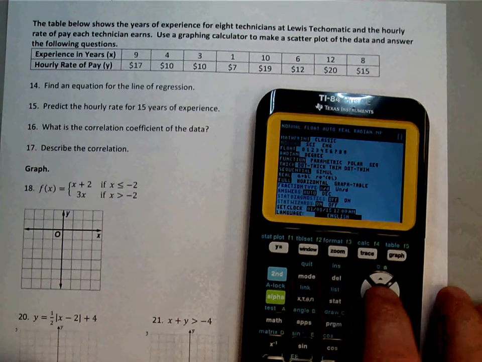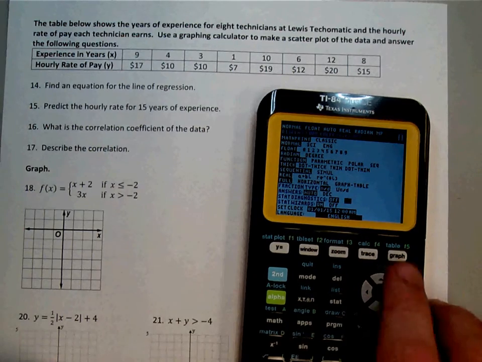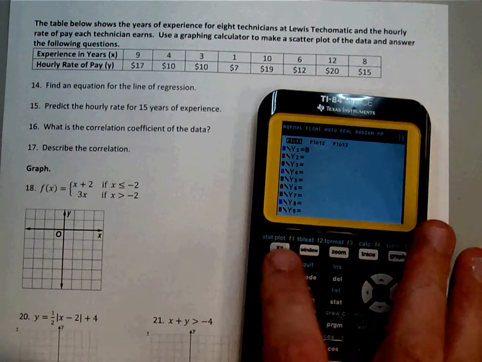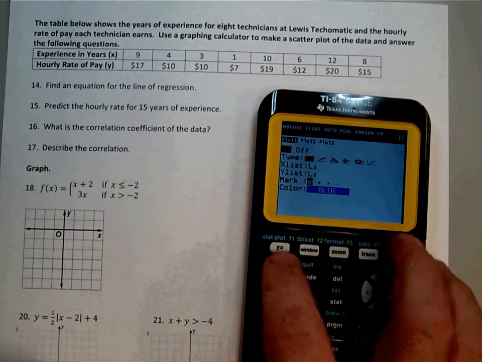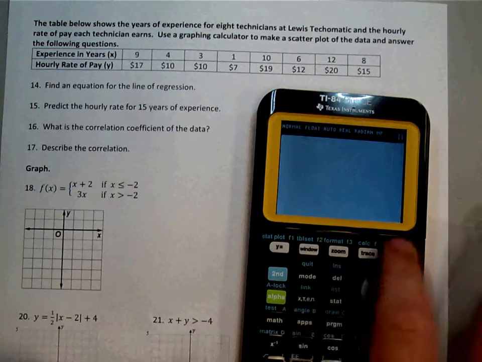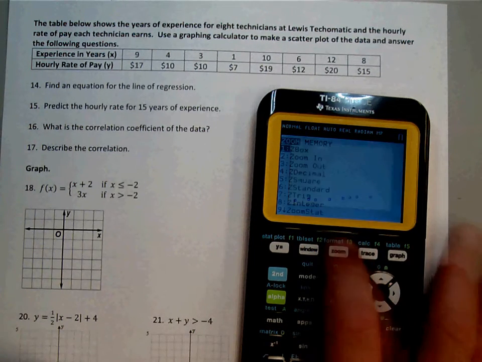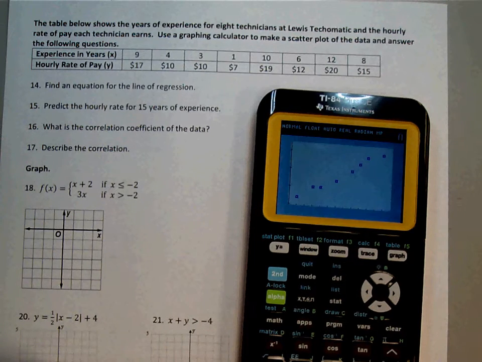I'm going to make sure that my stat diagnostics are on. They're not, so I'm going to fix that. Okay, it looks like my stat plot is on. I'm just going to make sure it's set up well. Okay, it is. If I graph it, it shows the points. I'm going to go to Zoom. There's an option there, Zoom Stat. Quickly makes my window match.